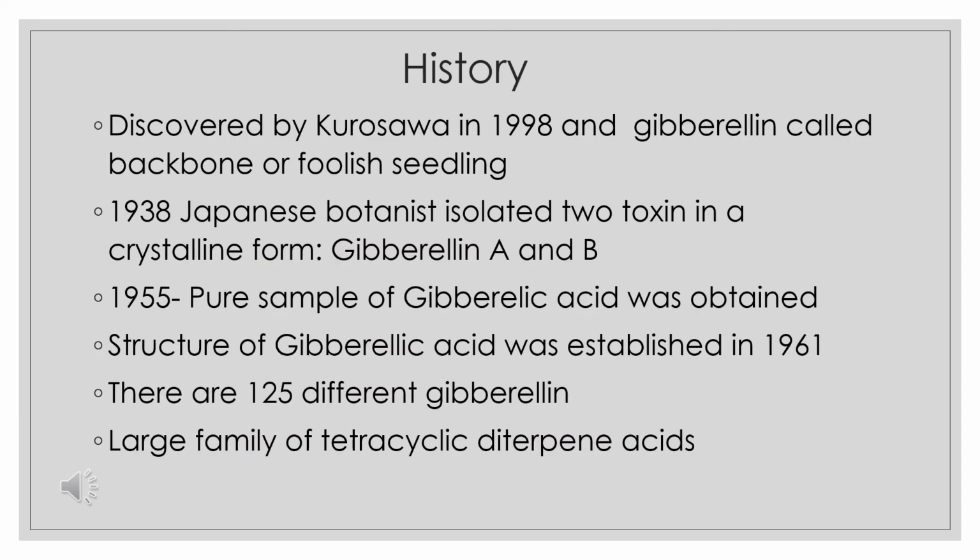In history, it was discovered by Kurosawa in 1898, and gibberellin was called bakanae or foolish seedling. In 1938, Japanese botanists isolated two toxins in a crystalline form, namely gibberellin A and B. In 1955, a pure sample of gibberellic acid was obtained. The structure was established in 1961. Today, there are 125 different gibberellins known, and gibberellin is a large family of tetracyclic diterpene acids.